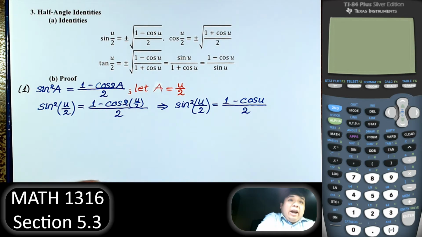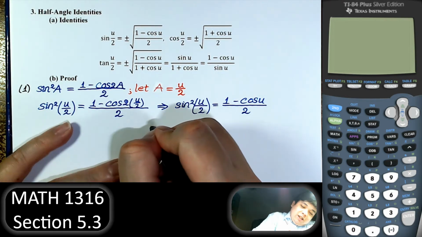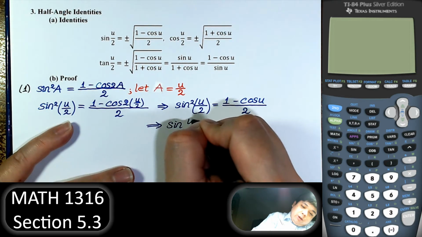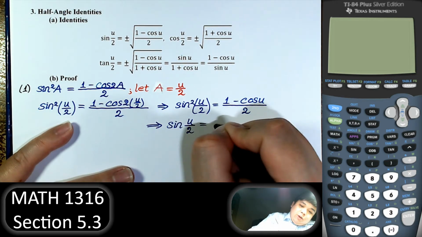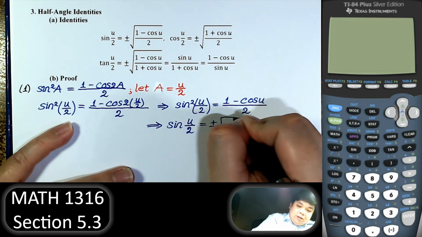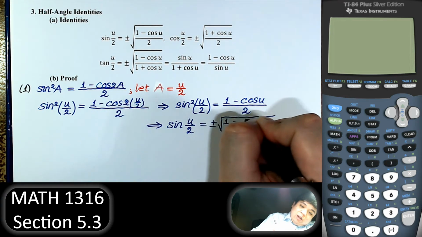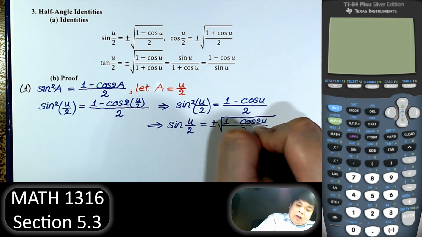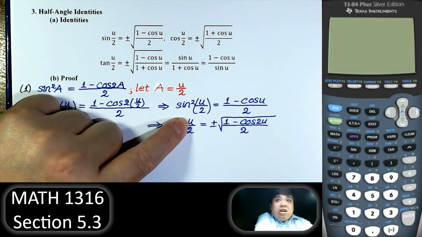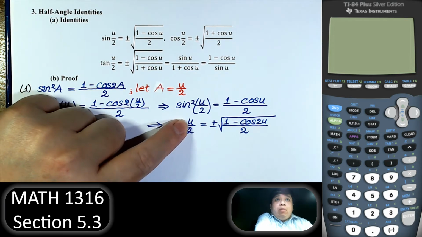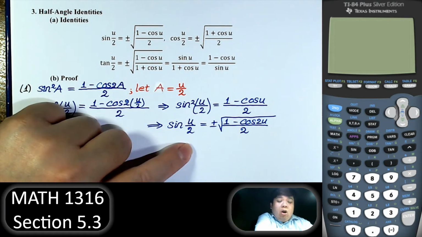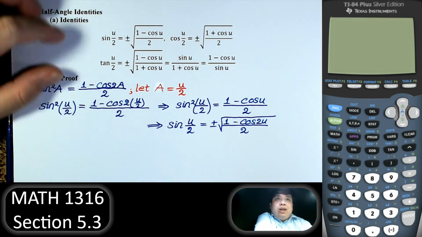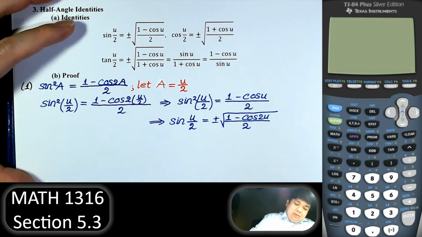Now take the square root on both sides. So we have sine of u over 2 equal to plus or minus the square root of 1 minus cosine of u over 2. And then of course the plus or minus depends on whether we have a positive or a negative on the left hand side. That depends on what quadrant the angle u over 2 is in. Right, so that's the first one.